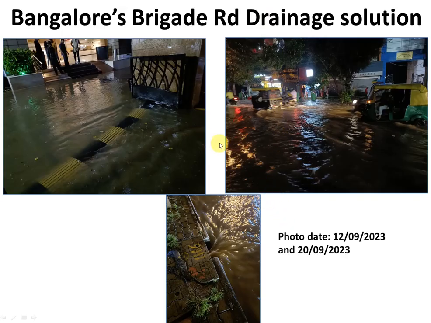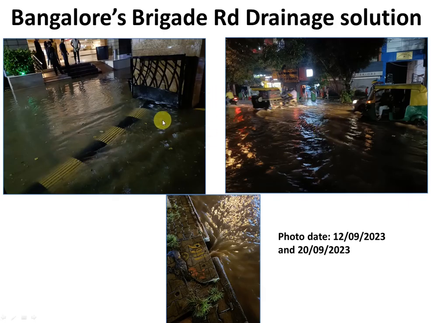small storm events. The pictures you are seeing are the aftermath of the flood. When a small rain event occurs, the street gets flooded, and this is that image. I took this image twice, first on the 12th of September 2023, and next on 20th September 2023. You can see the streets are completely flooded, and the depth of water is almost 15 to 20 centimeters.